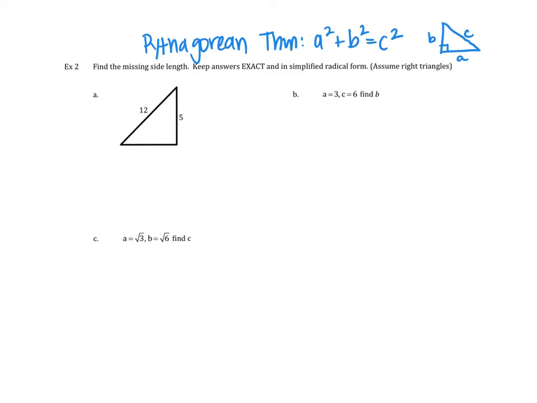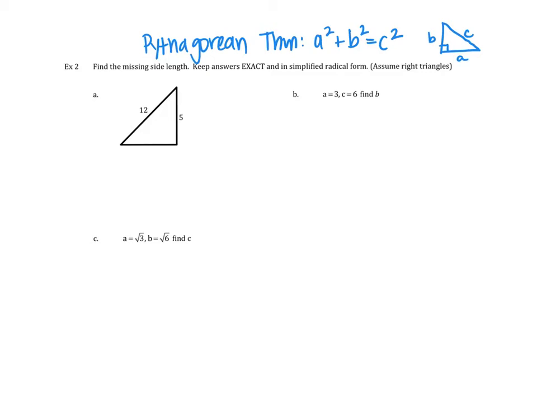Welcome back. So for example 2, it says find the missing side length. Keep answers exact and in simplified radical form. Assume right triangles. So on these examples, we're going to practice applying the Pythagorean theorem and then simplifying our radicals using the skills we have.